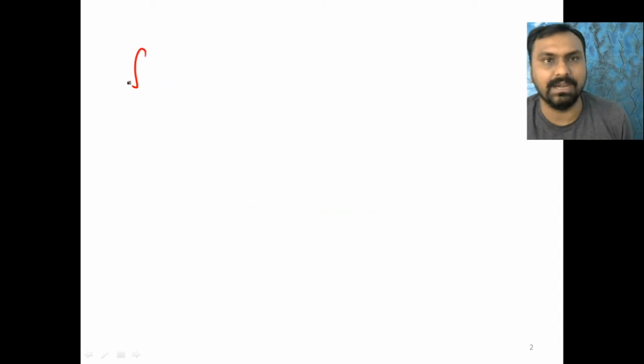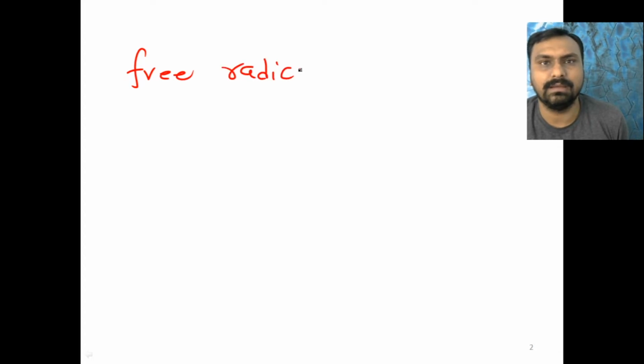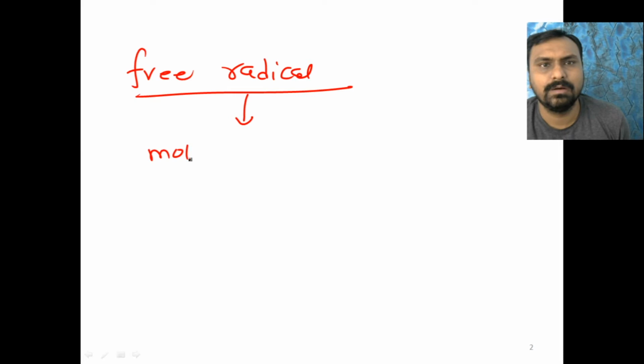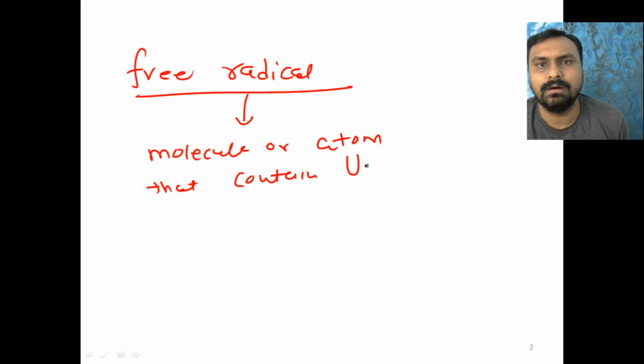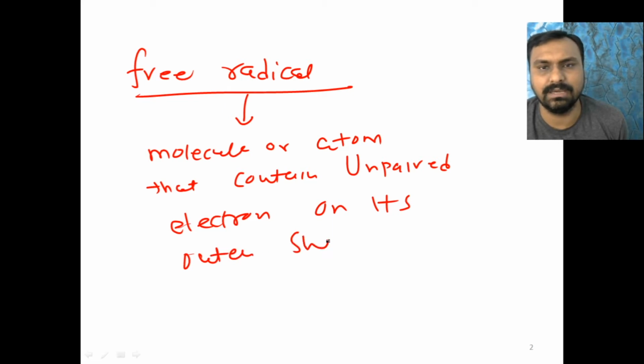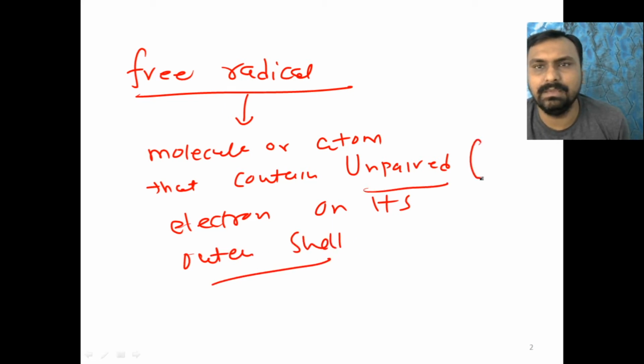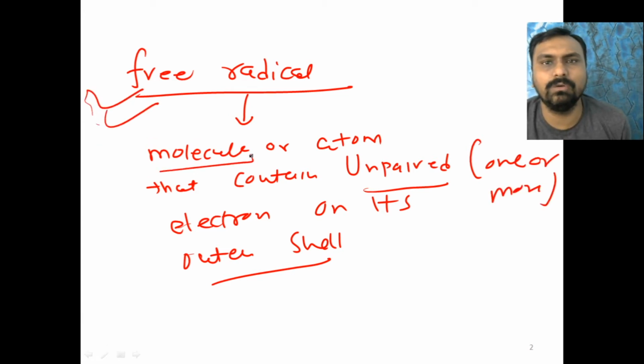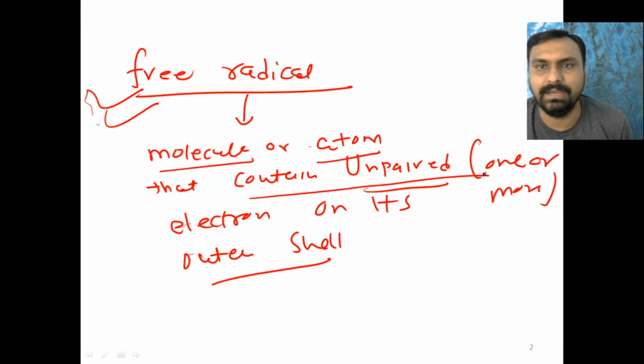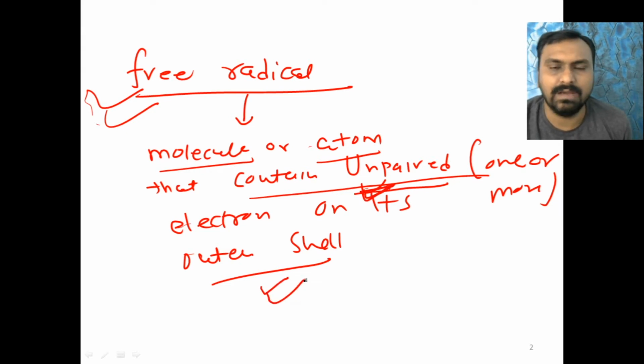Now, what are free radicals? A free radical is a molecule or atom that contains an unpaired electron on its outer shell, and it may be one or more unpaired electrons. This word is very important: unpaired electron on its outer shell.